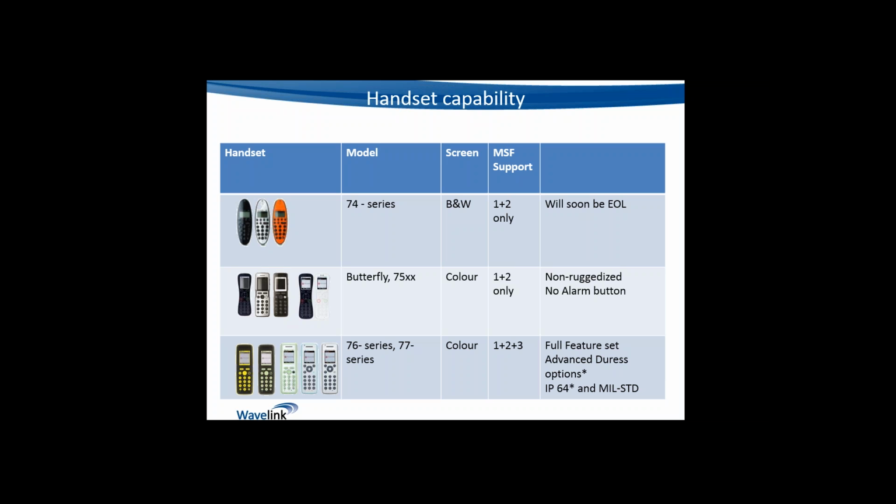And then of course the last line, as I said, the 76 and 77 series, well, they have a colour screen, they support all iterations of MSF including the latest, they have a full feature set. There's options for advanced duress, so 2 of those handsets, one in each of the families of those 2 have capability for advanced duress, and all bar one are IP64 rated. The other one that isn't is IP54 rated, and that's the 7710.